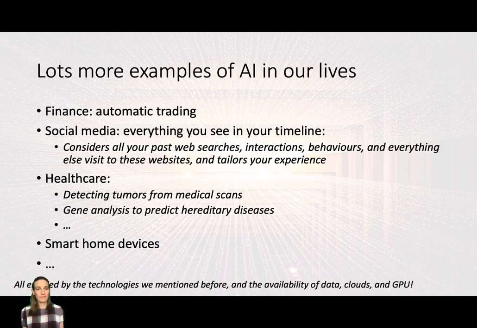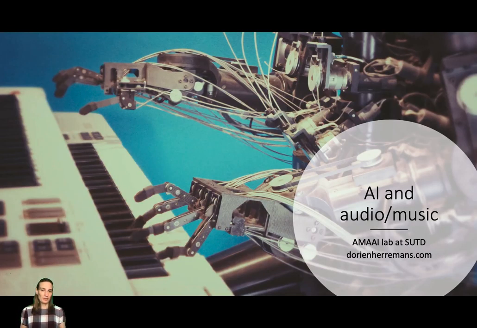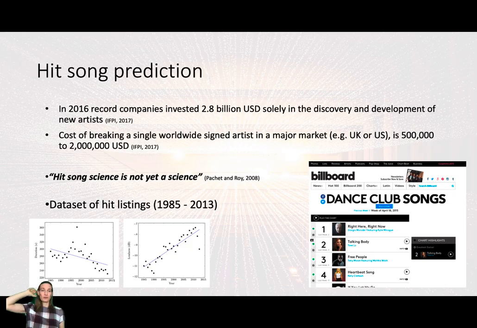So we have tons of examples of AI in our lives. AI is pretty much everywhere. There's automatic trading, our bank analyzes our behavior. We have social media. Everything we see in our timeline basically comes from past searches, interactions you do, friends you have, etc. Healthcare, lots of image analysis there, gene analysis. But I want to talk to you a little bit about some of my research, which is maybe a little bit less common to you, which is on AI and audio and music.